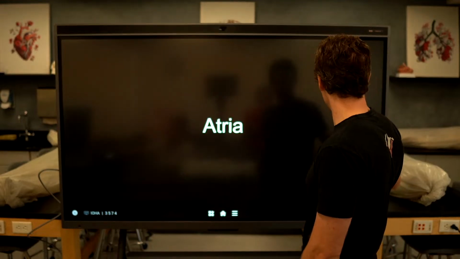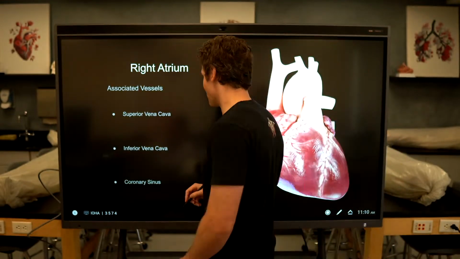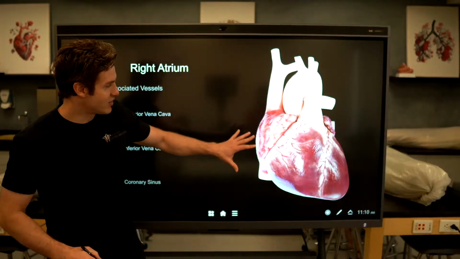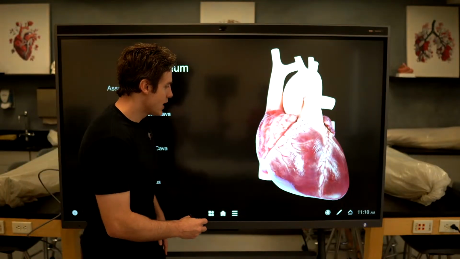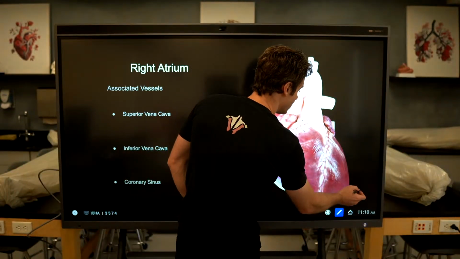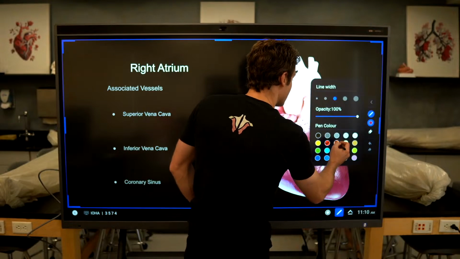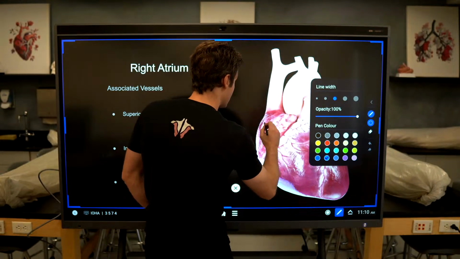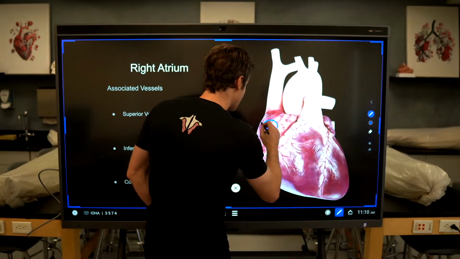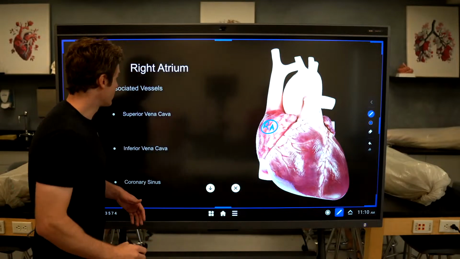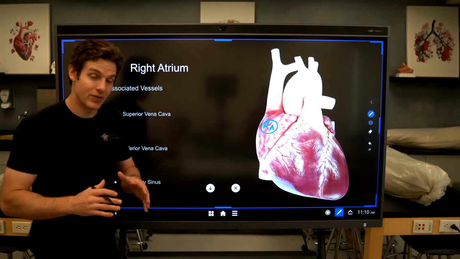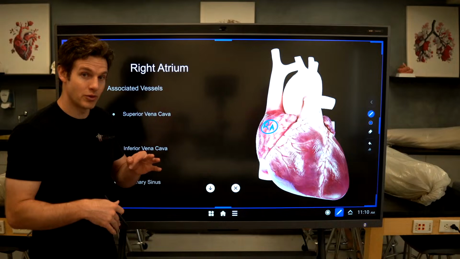Again, the atria. Very exciting. Okay, so again, we see this anterior view of the heart that we have right here. And let me label that right atrium here. Now, the right atrium receives deoxygenated blood, and it receives deoxygenated blood from 3 vessels here.